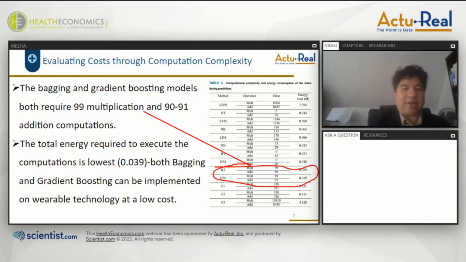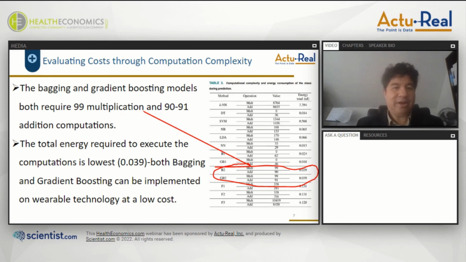So how do we evaluate costs through this computational complexity? Well, each model has a different energy requirement based on its computational complexity. So I have circled here in my lasso B2 and GB2. B2 is the bagging with the neural networks, and GB is the gradient boosting with neural networks. And here the computational complexity is determined by the number of multiplications and additions that are used in the algorithm. And the lower energy, right, means lower costs.